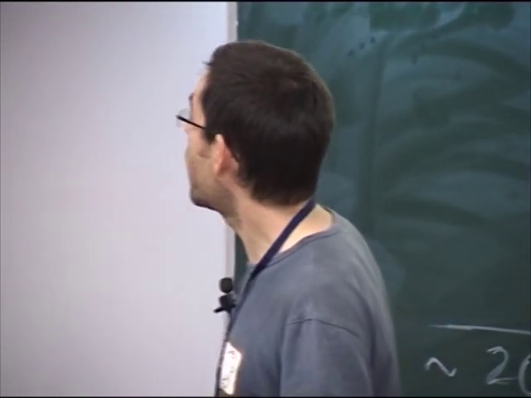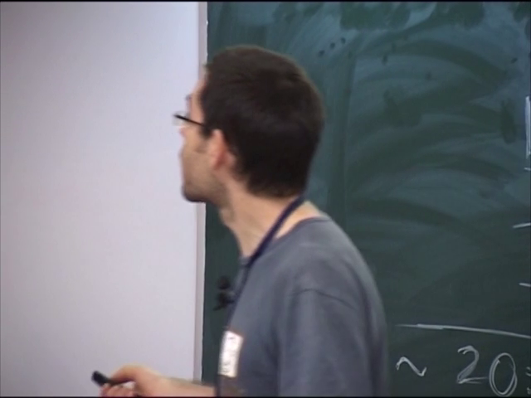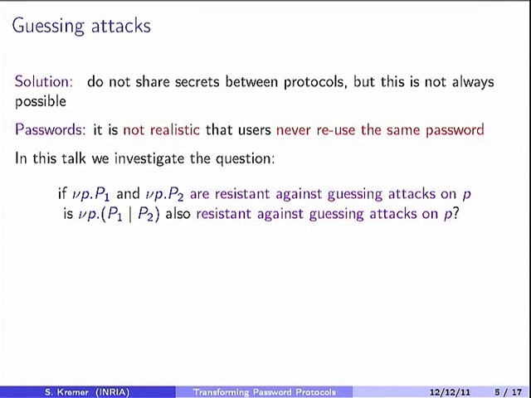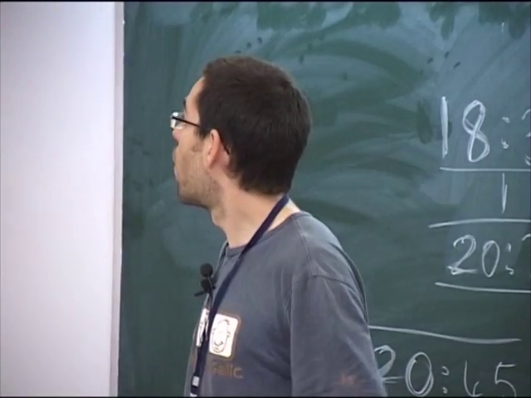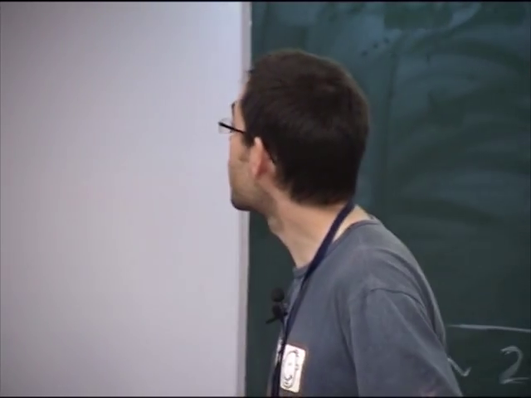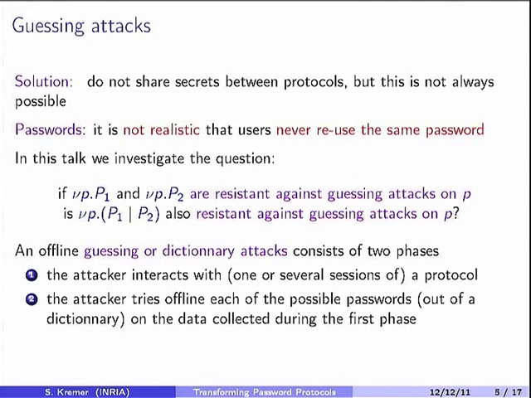So the question we are investigating here is that if I have two protocols with the user password P, and these protocols are resistant against what is called guessing attacks on this password P, I will explain in a moment what this is, then the question is, when I'm now reusing the same password for both protocols, are they still secure? Are they still resistant against guessing attacks? In general, I will show you that this is false.